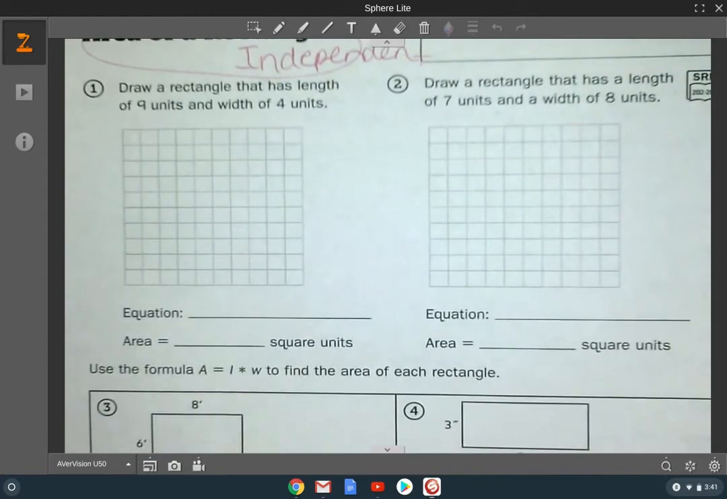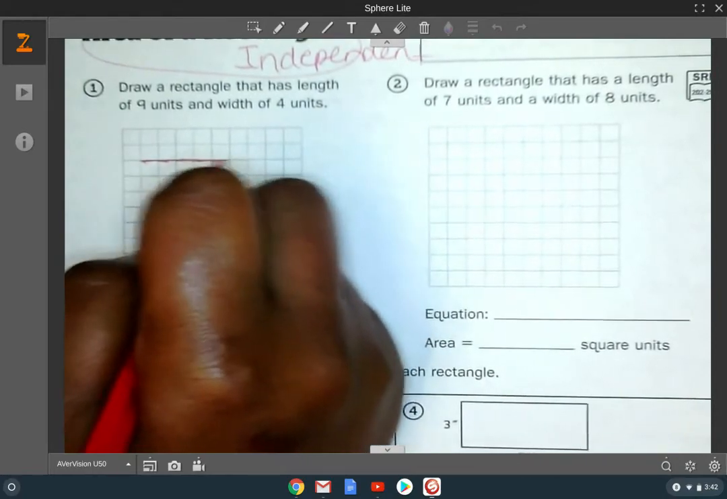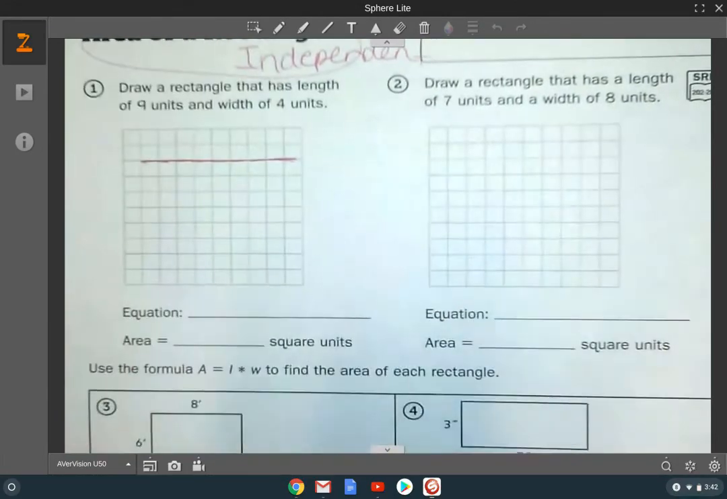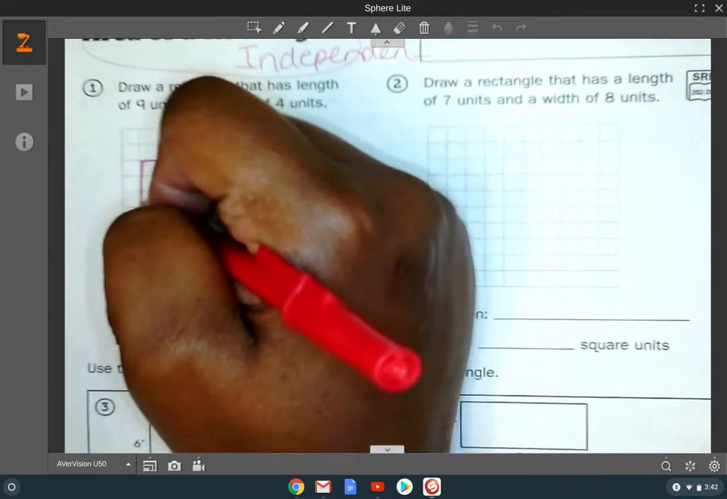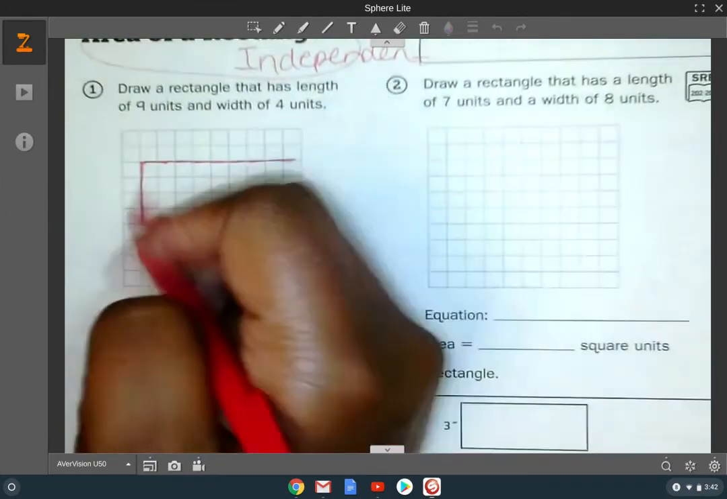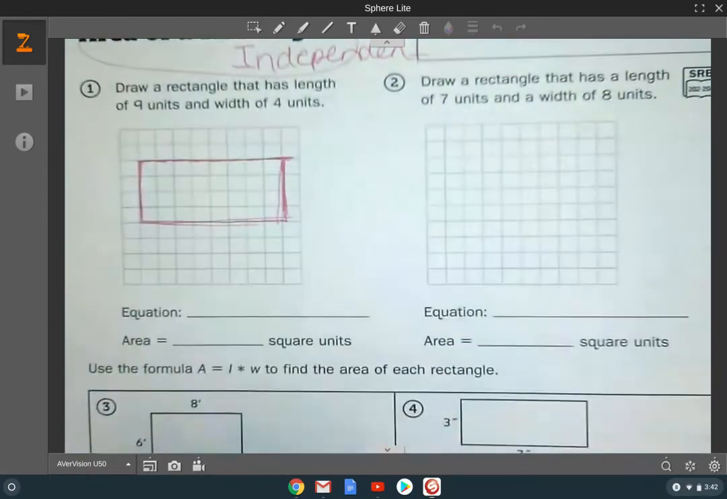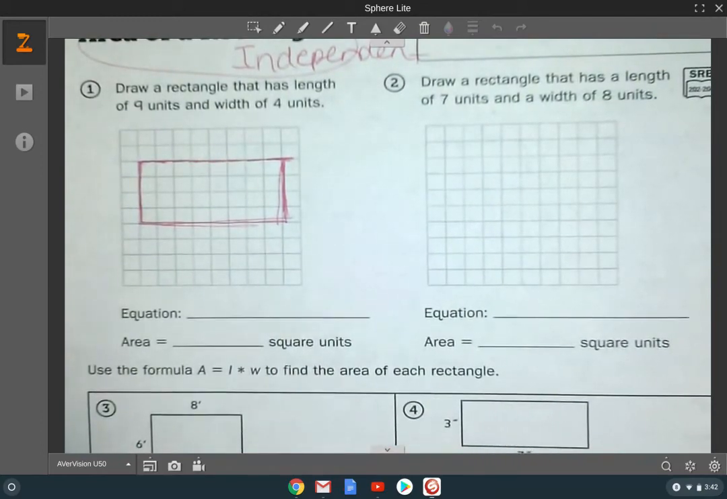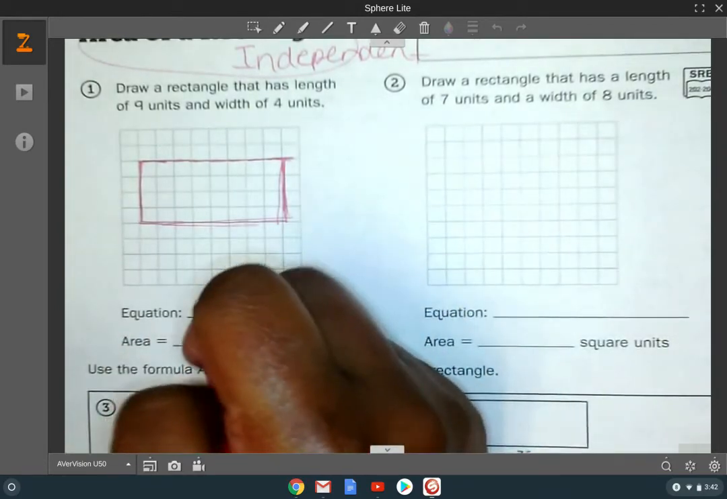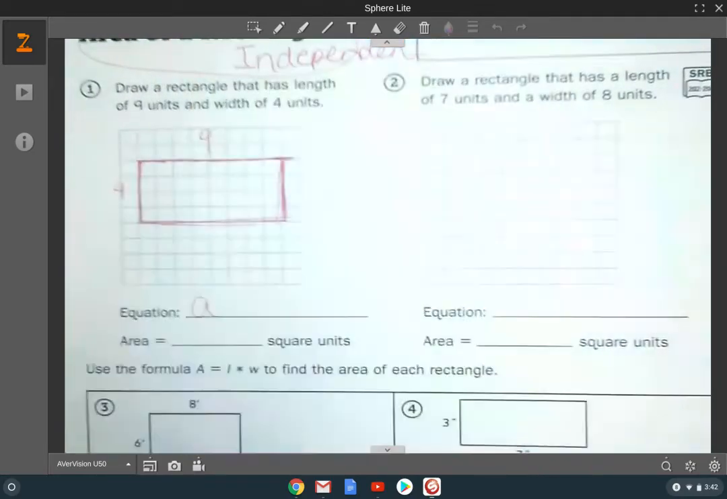Let's do this one together. So 9 units, 1, 2, 3, 4, 5, 6, 7, 8, 9, and 4 units, 1, 2, 3, 4. Remember, this is a rectangle, so my sides are going to be the same. Just going to connect the dots here. 9, 4. What is my equation to determine the area? I'm going to put a little reminder here. 9 and 4, so I can remind myself.